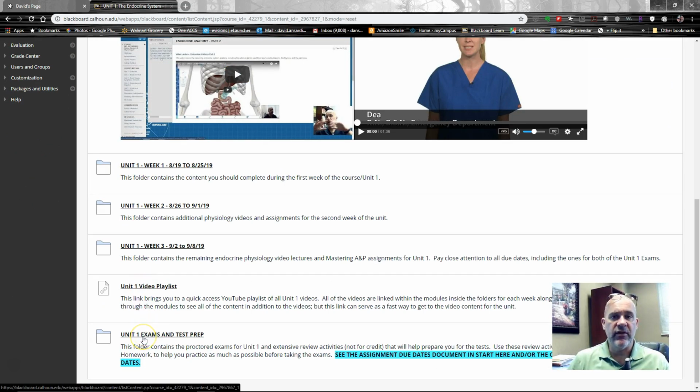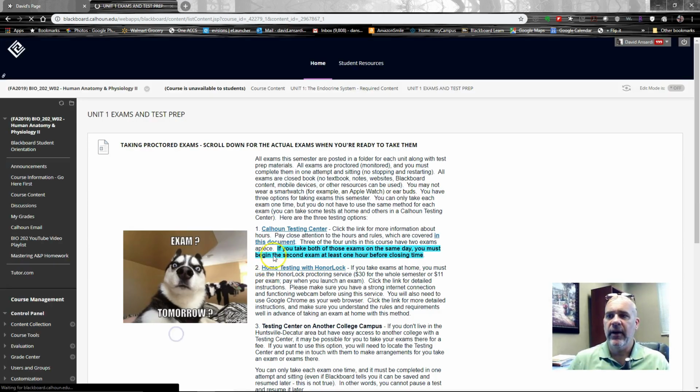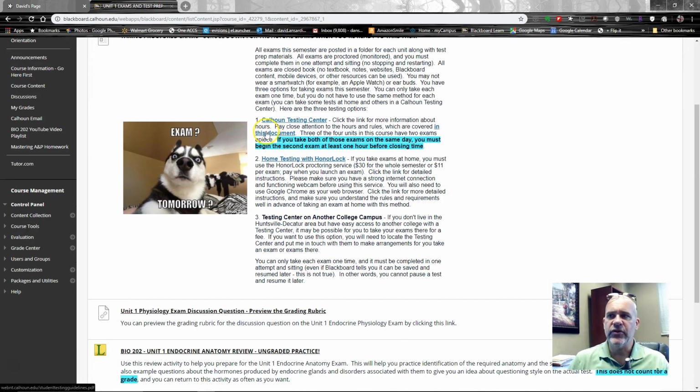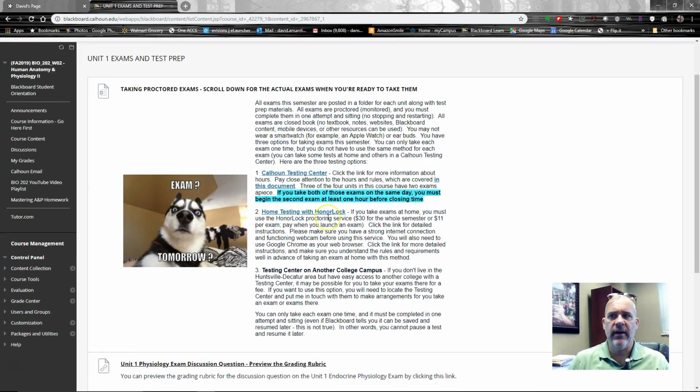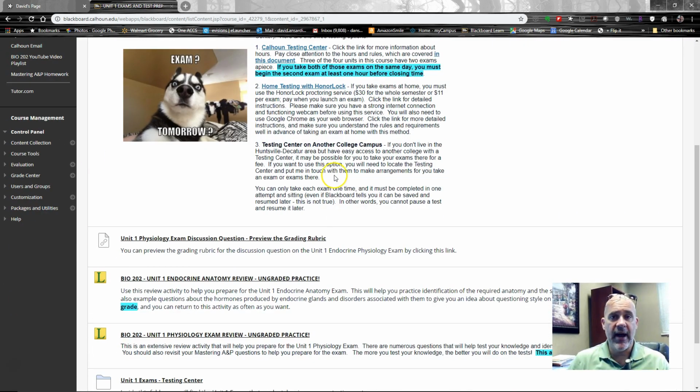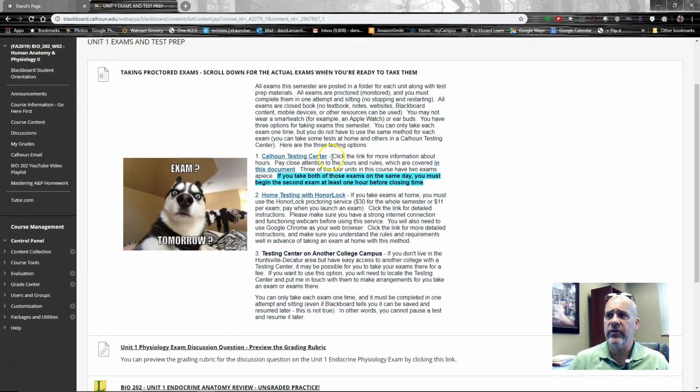This folder, you have one of these folders for each unit, Unit 1 exams and test prep. And if you go in there, for the first unit, you've got a whole bunch of information here about how to take exams in the course. And that includes the HonorLock system. That's for home testing. And again, it's a fee-based service. I think I said $7 per exam earlier. It's actually $11 per exam.